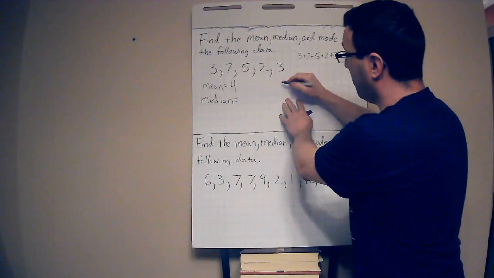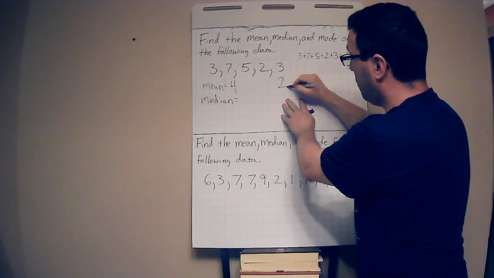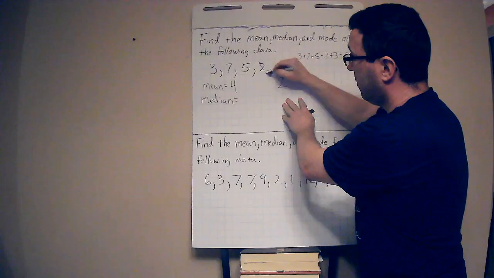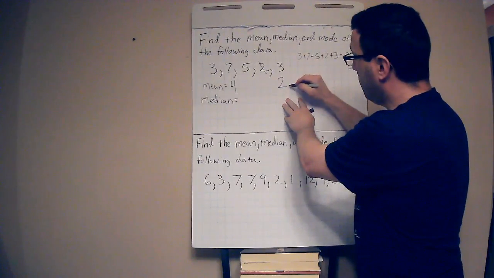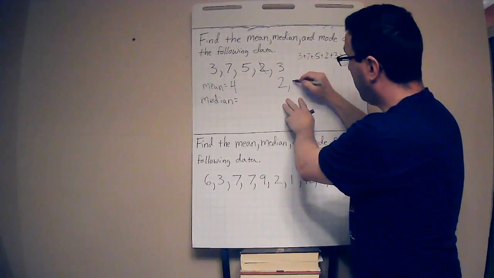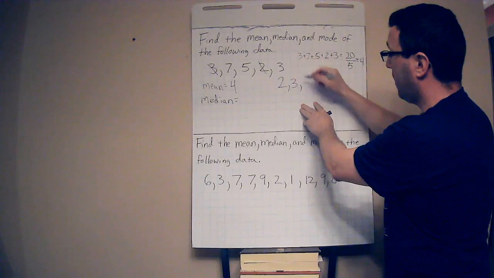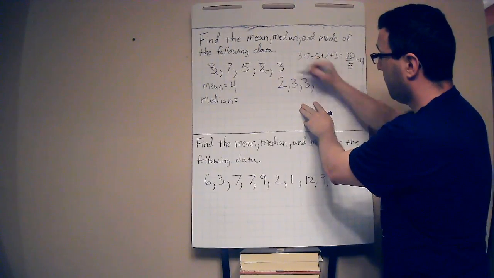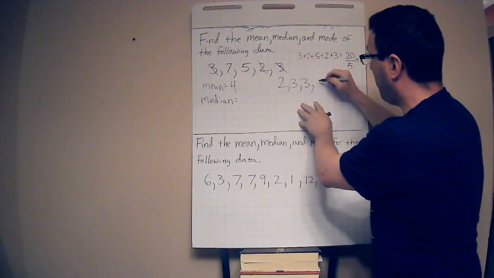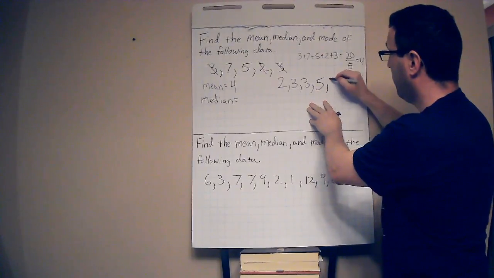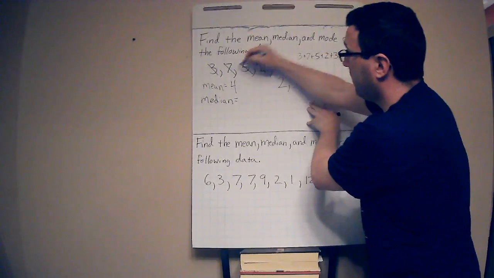So I'm going to look, I'm going to go, okay, well I got 2. And what I'm going to do is I'm going to cross it out each time. 2. I got 1, 3. I've got another 3. I've got a 5. And I've got a 7.